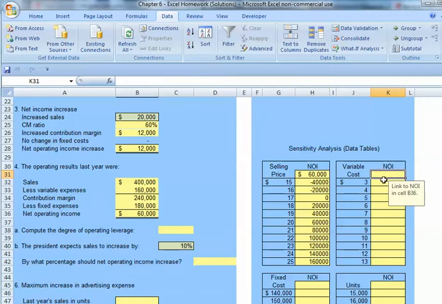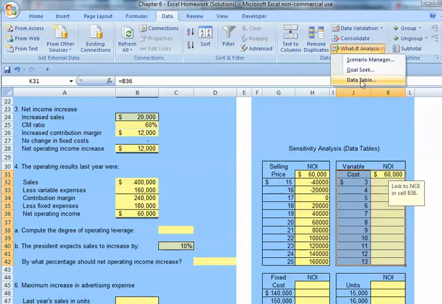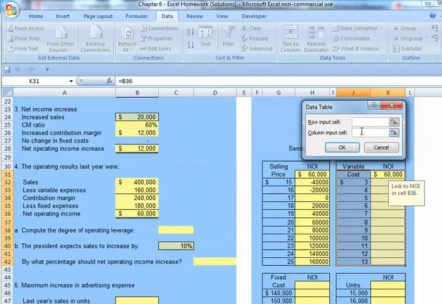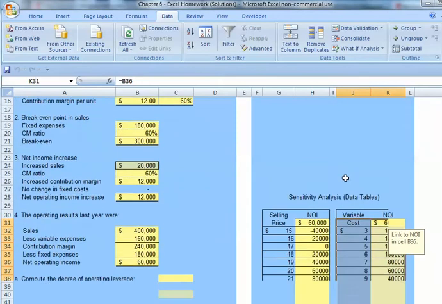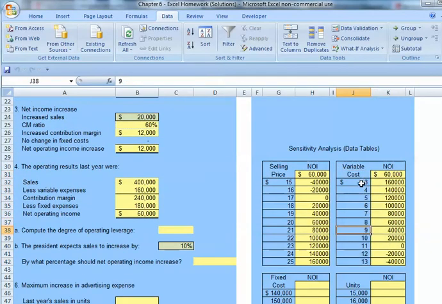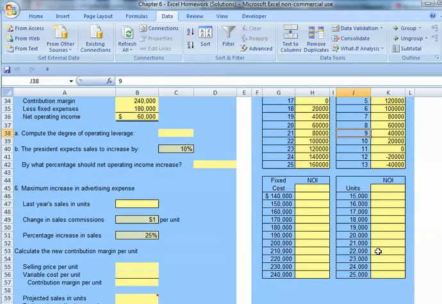Let's now do the same thing for our variable cost. Again, link to our net operating income, highlight the cell that includes that net operating income, and the column that includes our variable cost per unit. Go up to Data, What If, Data Tables. We have our column inputs, and we want to put those into cell, in this case, B4. And again, as our variable cost per unit go up, our net operating income goes down.